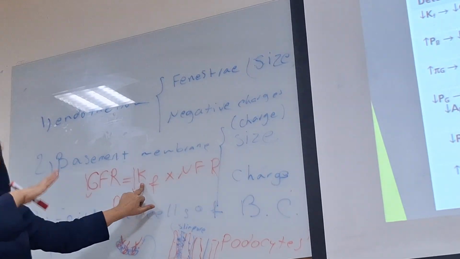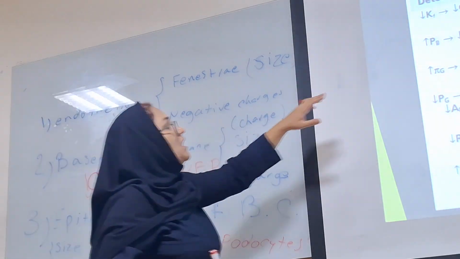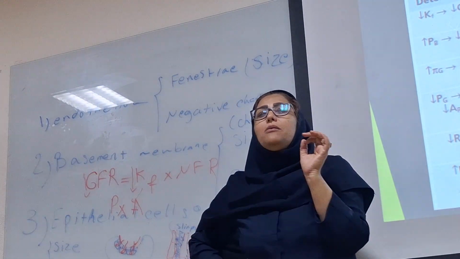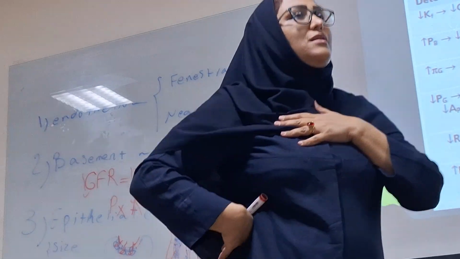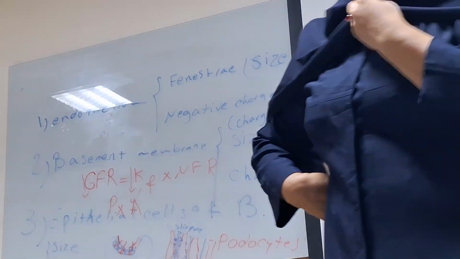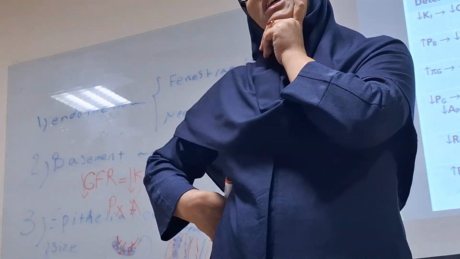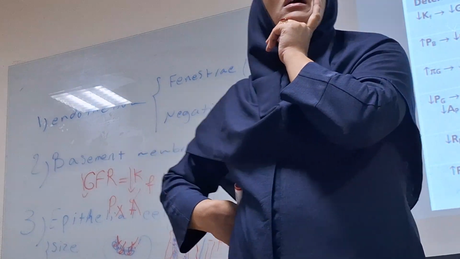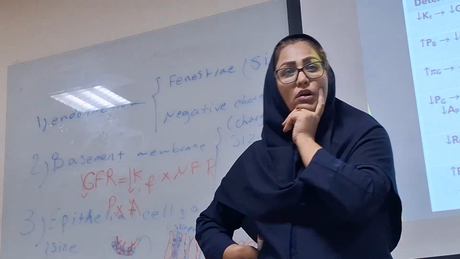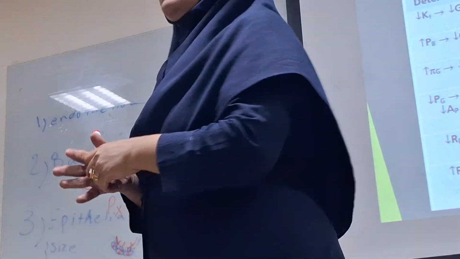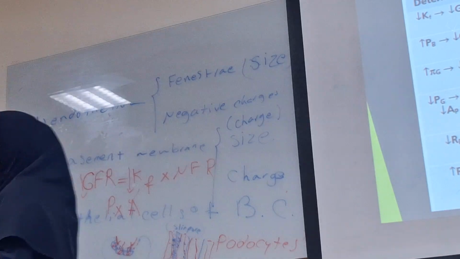But I think it's clear. Regarding PB, suppose that PB, hydrostatic pressure in Bowman's capsule, increases. What happens? More liquid will be absorbed from the capillary. Does GFR increase or decrease? Can you please repeat your question? It should decrease.